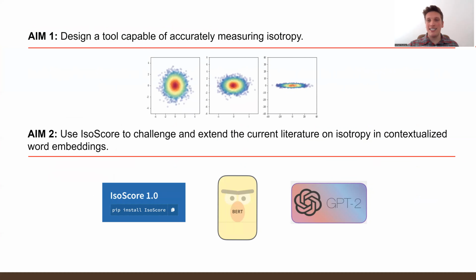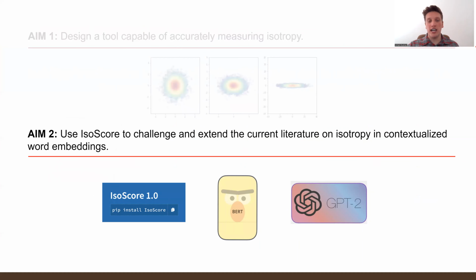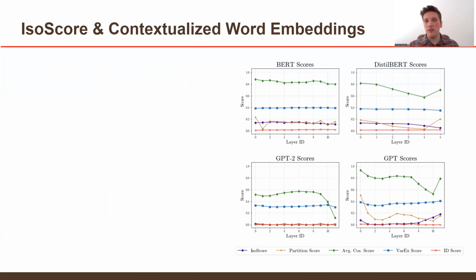Now that we've designed IsoScore, we want to use it to challenge and extend the current literature on isotropy and contextualized embeddings. And we do this by recreating an experiment by Ethayarajh in 2019. We look at token embeddings from the Wiki2 text corpus, and we look at isotropy per layer in a variety of networks. In this graph, we have the scores per layer of a variety of contextualized embedding models. Here, a score of 1 means that the embedding is isotropic, and a score of 0 means that this embedding lacks the property of isotropy.